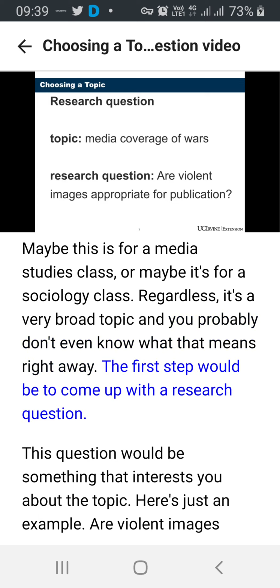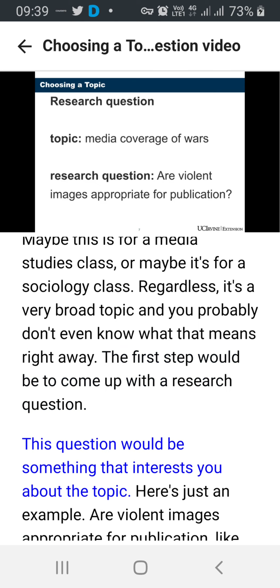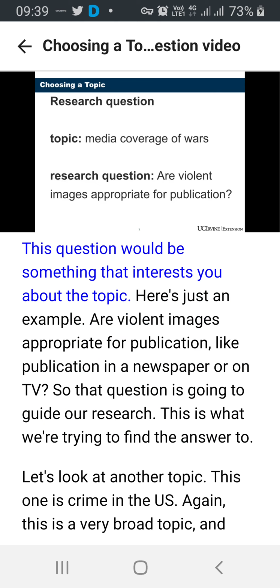The first step would be to come up with a research question. This question would be something that interests you about the topic. Here's just an example. Are violent images appropriate for publication, like publication in a newspaper or on TV? So that question is going to guide our research. This is what we're trying to find the answer to.